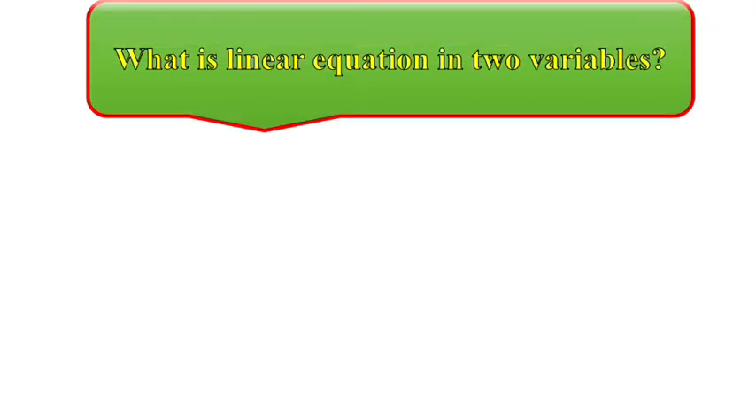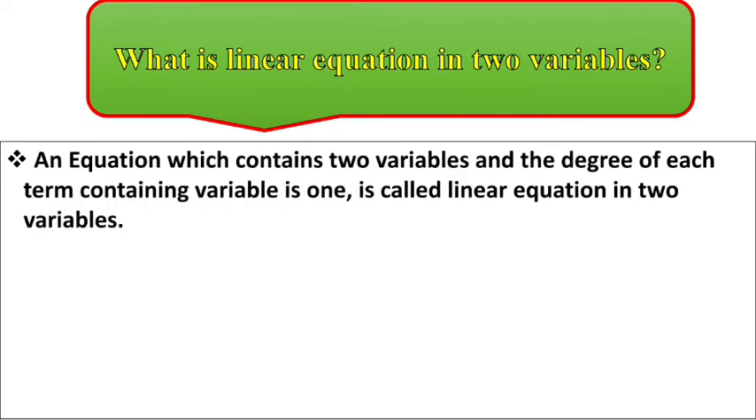Now let's start. What is a linear equation in two variables? It means an equation which contains two variables, and the degree of each term containing a variable is 1, is called a linear equation in two variables. In the lower class you have learned about the linear equation. Variable means we are using letters of the alphabet, and the degree of the variable is 1, then we can say the equation is a linear equation in two variables.